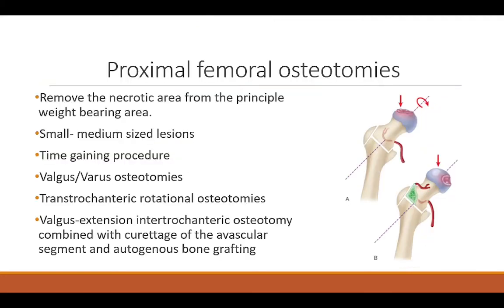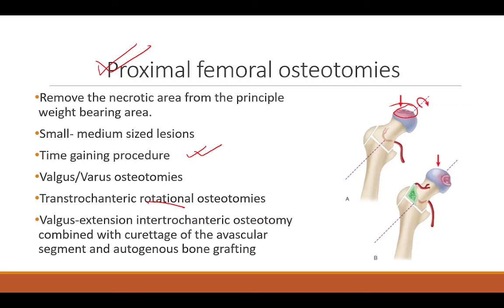Another surgical option is the proximal femoral osteotomies. The aim of these surgeries is to remove the necrotic area from the principal weight-bearing area. This is useful for small and medium-sized lesions, and it is also a time-gaining procedure. A valgus or varus osteotomy may be done. A rotational osteotomy is also possible, and a valgus extension intertrochanteric osteotomy combined with curettage can be used for AVN and the avascular segment.